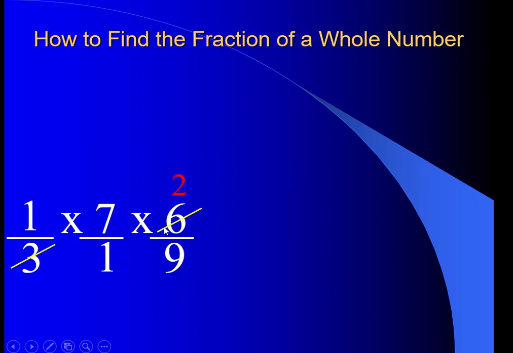So, we have 6 divided by 3. We have 2. Dito naman, 3 divided by 3. We have 1. So, wala nang pwedeng cancel. You will multiply across. 1 times 7 times 2, we have 14. And dito, 1 times 1 times 9, 9. So, improper pa rin. So, we're going to change this to mixed number.